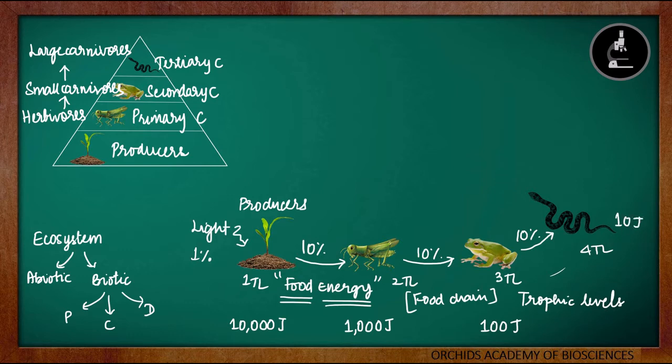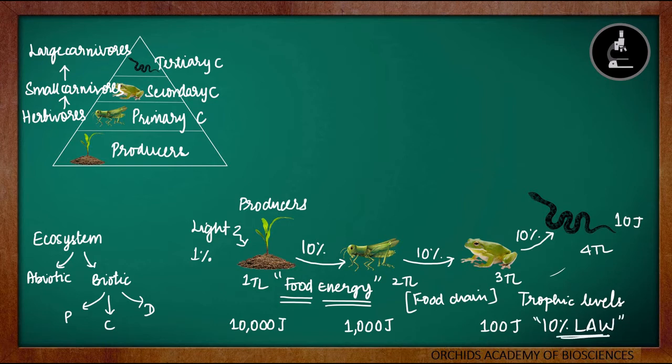So as we move higher up in the trophic levels, the amount of usable energy will reduce. By the time we reach the fourth trophic level, the amount of usable energy left will be very little. So generally a food chain will be limited to 3 to 4 trophic levels only, because of this 10% flow of energy from one trophic level to another, and this is called the 10% law.